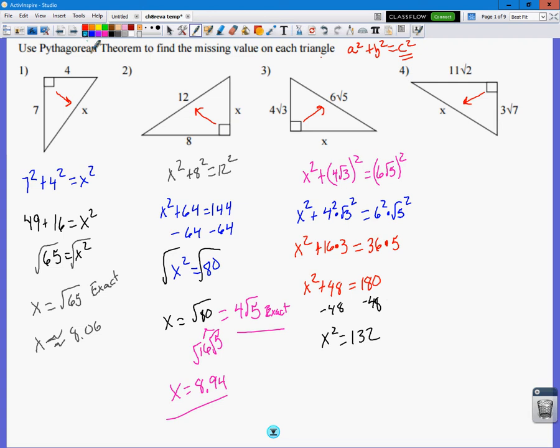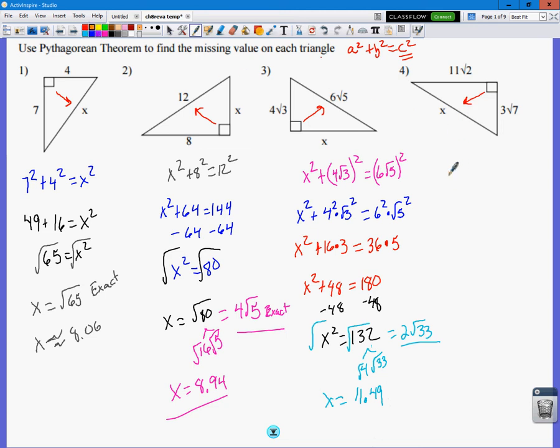And the opposite of squaring something is finding its square root. Again, this one will simplify. 4 goes into 132 33 times. And the square root of 4 is 2. So I have 2 square roots of 33. This would be my exact form. And in decimal form, this would be 11.49 rounded to the nearest hundredth.